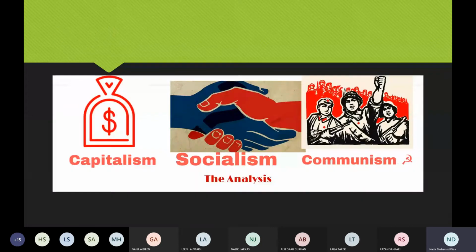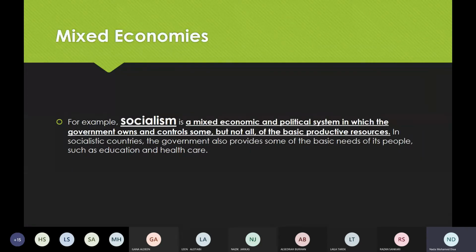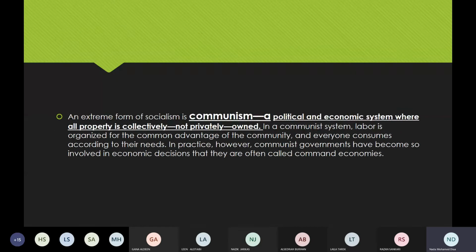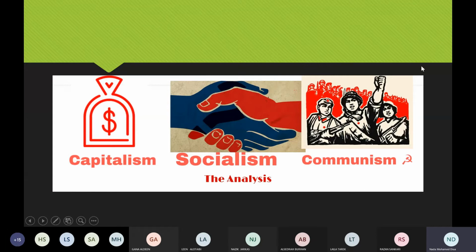A few minutes ago, we discussed what? We discussed capitalism, and we said capitalism is when all is owned by private owners, which will take us to communism. Communism is a political and economic system where all property is collectively, not privately owned. Communism means no one can have private property. In capitalism, everything is private property. In communism, no one owns private property. Communism is the opposite of capitalism.